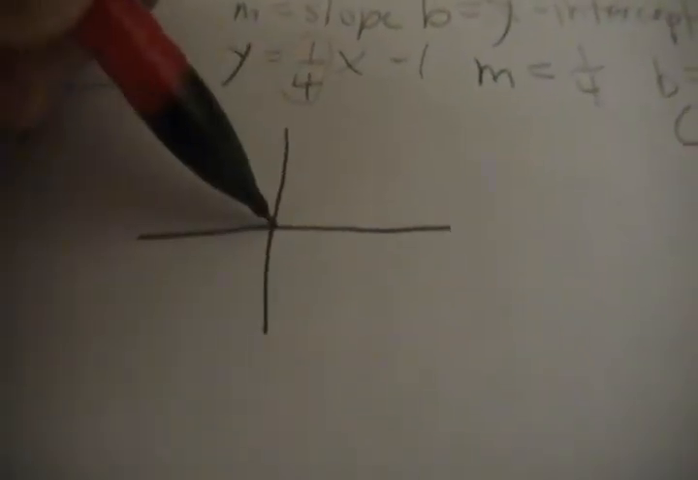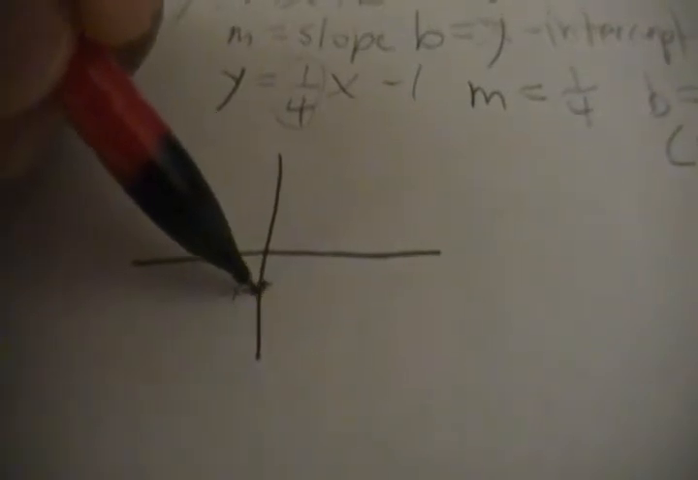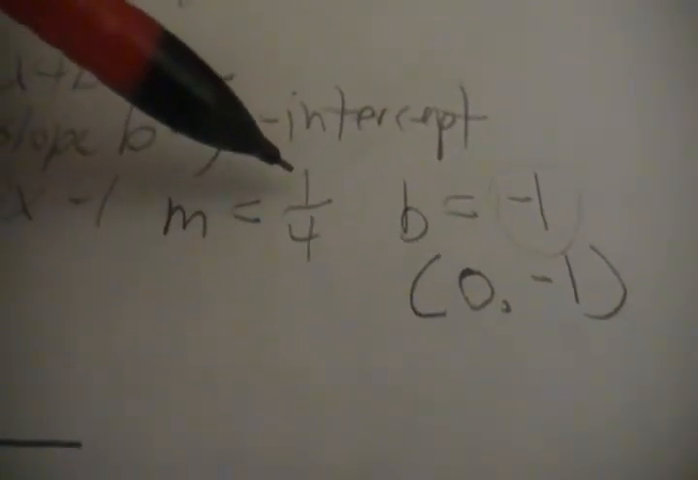So let's try graphing this, or drawing it, okay? So this is a kind of a rough graph, but we get the idea. So let's try to find the y-intercept. It's 0, -1. So x is 0, y is -1, so we go down 1. So here is the y-intercept. Okay, now let's do the slope.